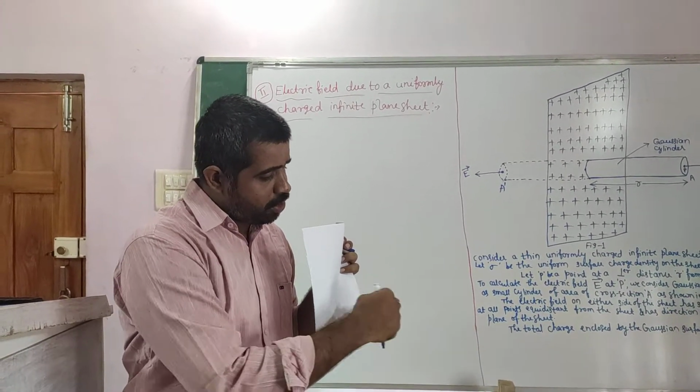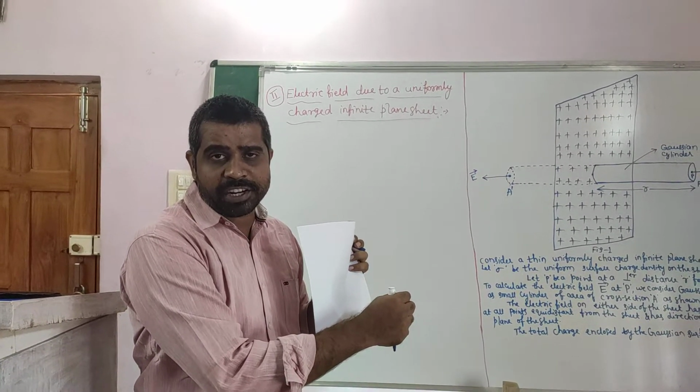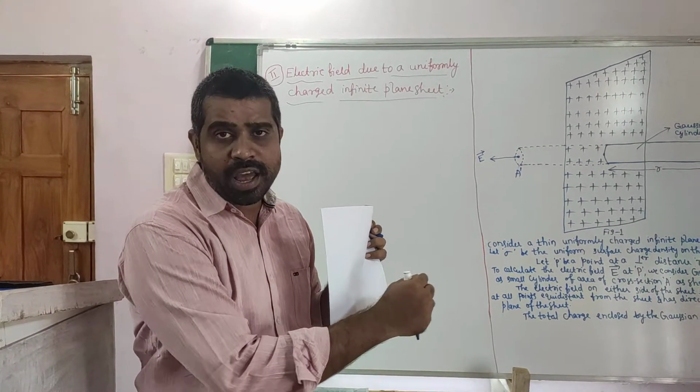This is point P. Here to here, how much is the distance? R. And at point P, how much is the electric field? E. That is radially outwards.